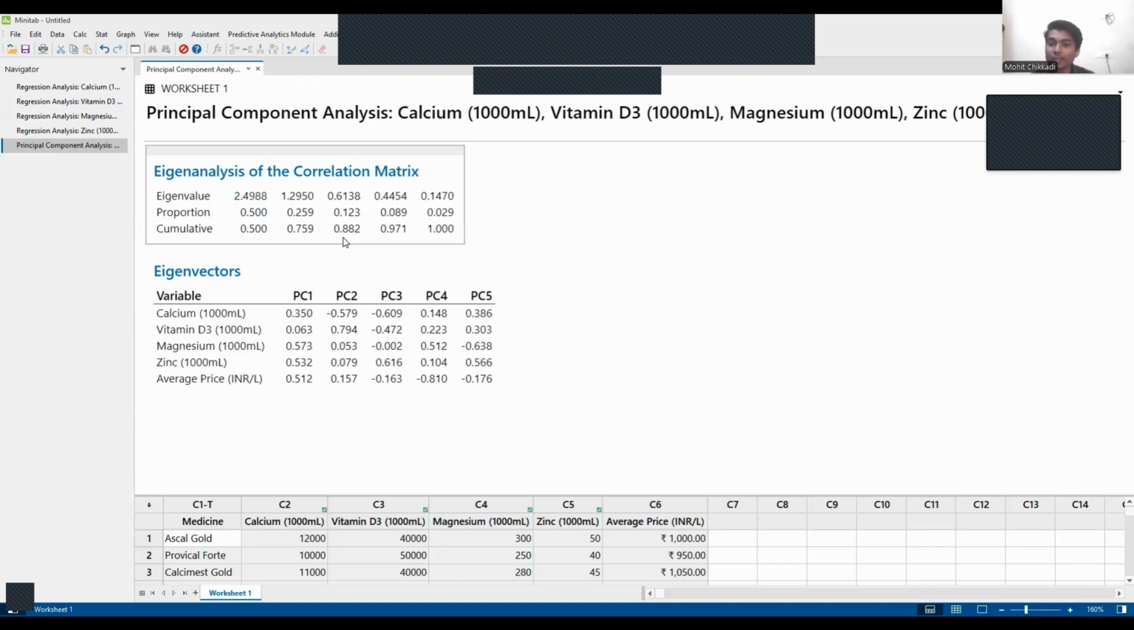The loadings can be positive or negative, indicating the direction of the relationship. Positive loadings mean that the variable increases with the component, while negative loadings mean it decreases. So if a medicine has a high score on PC1, we can expect it to be relatively expensive and contain high amounts of magnesium and zinc.